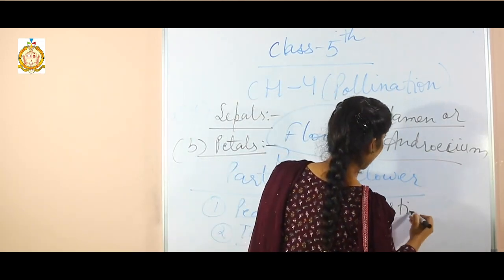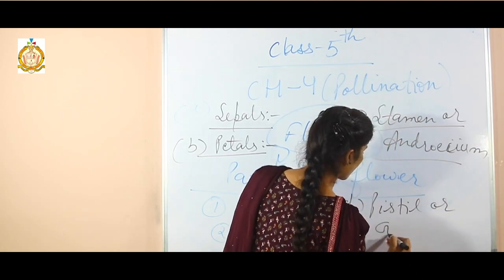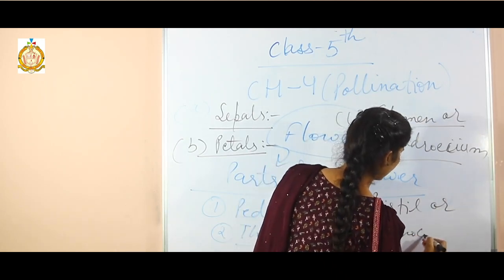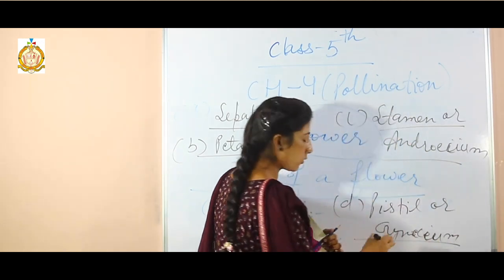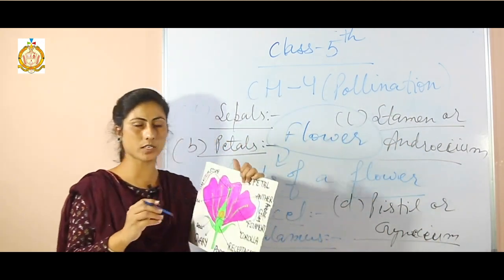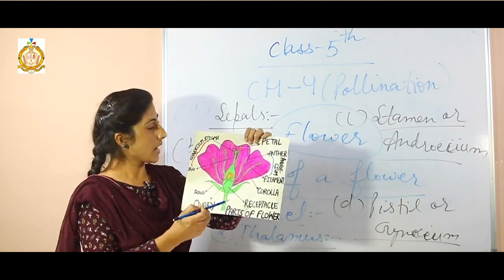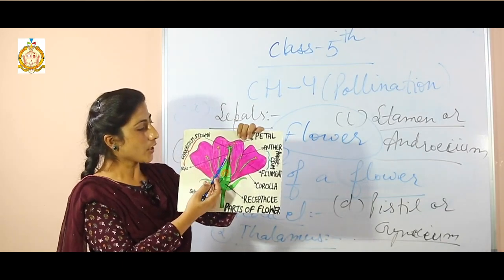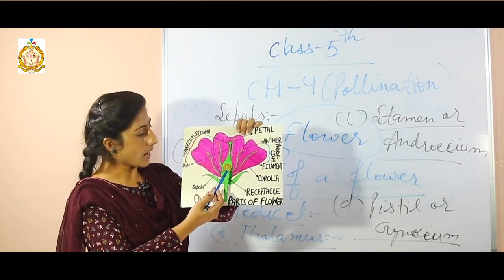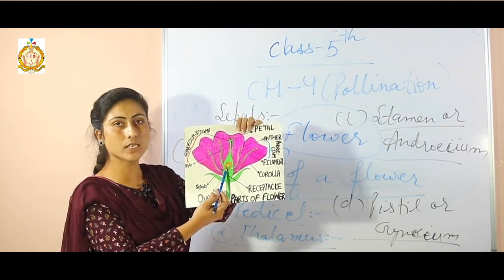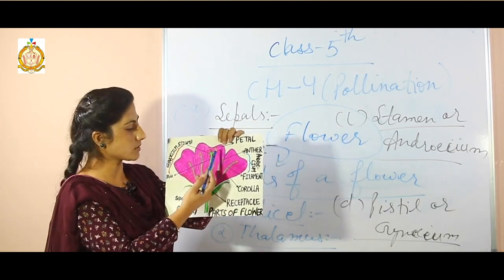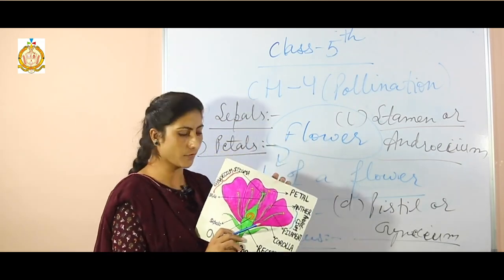Now the next is pistil or gynoecium. Gynoecium is the female reproductive part of the flower, and it has stigma, tubular style and swollen basal part ovary that has ovules inside it. So this is all about the parts of the flower.